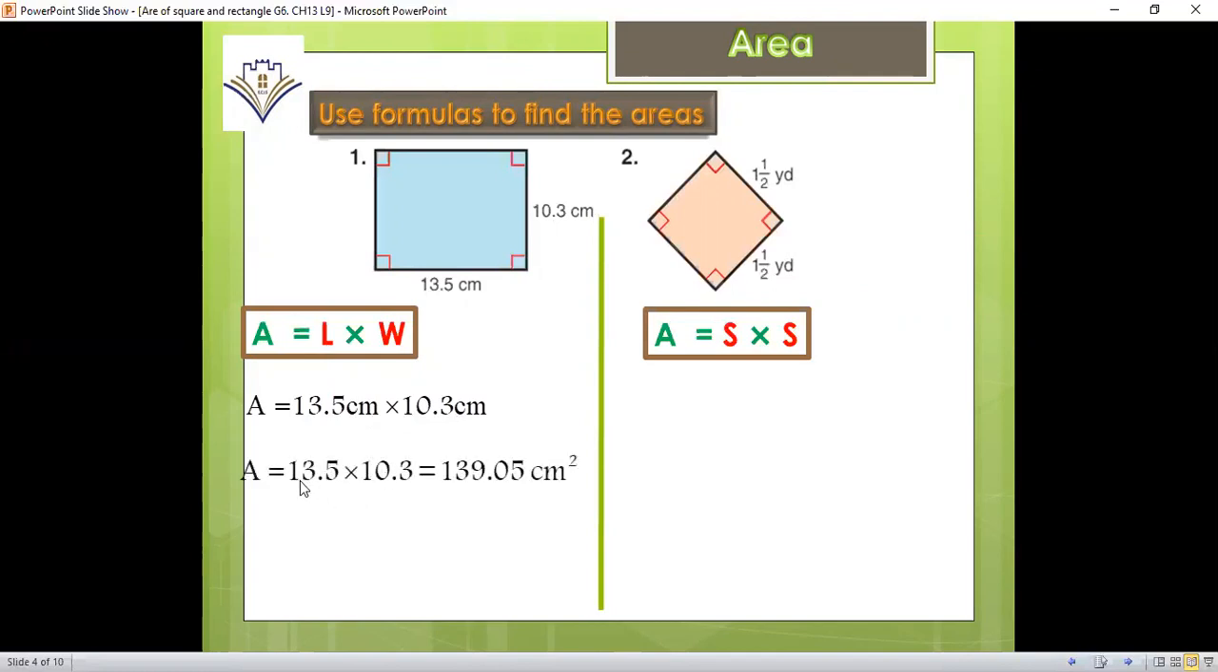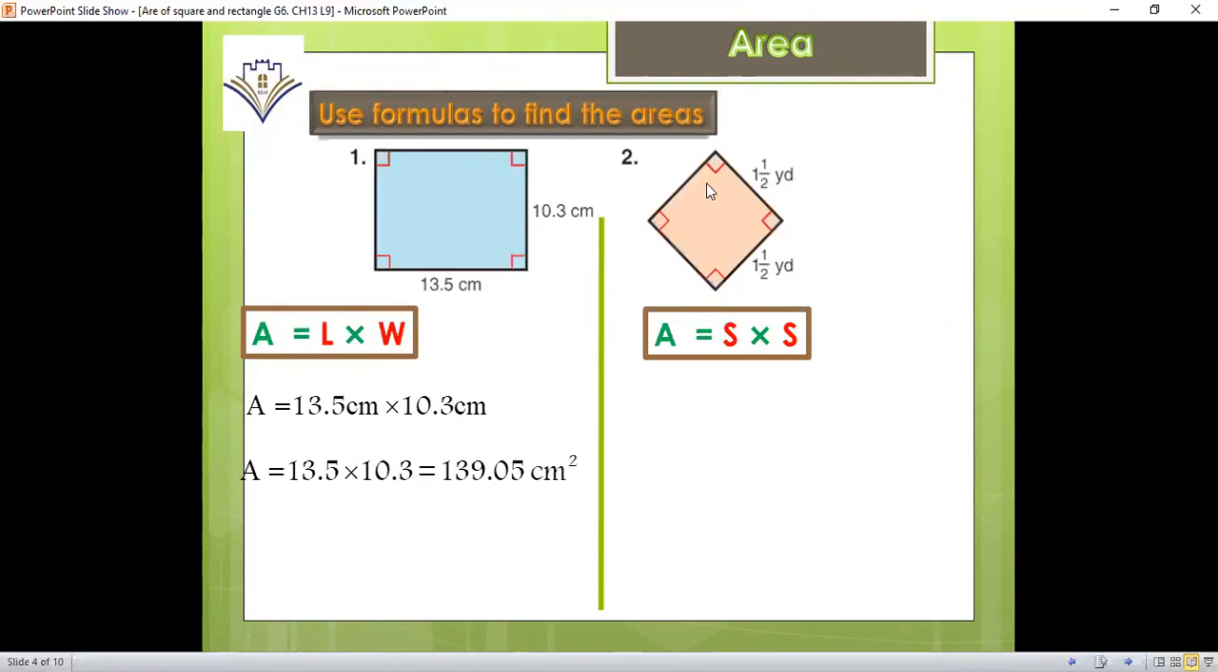Then area equals 13.5 multiply 10.3. The answer is 139.05 square centimeter, and we put the point after 2 decimal places because we have here 1 decimal place and we have another 1 decimal place. Then the answer is after 2 decimal places. 1, 2.